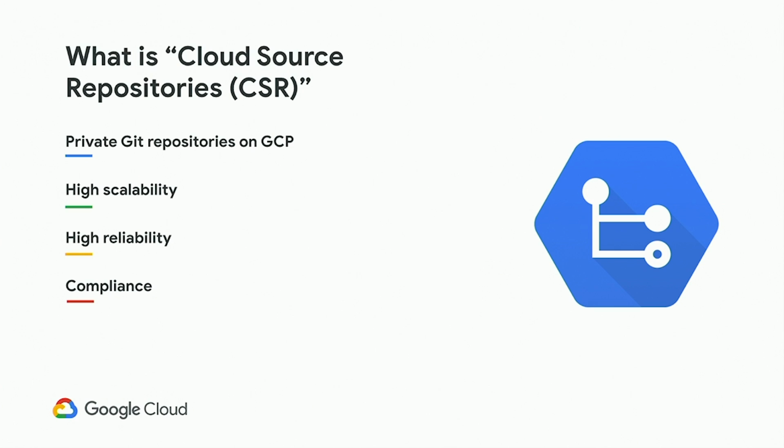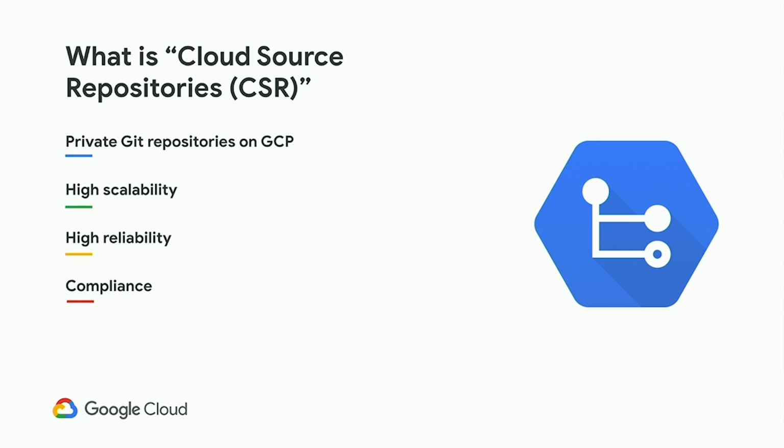Cloud Source Repositories also does daily, globally redundant backups, which means that if some disaster were to occur, your source code is safe. And finally, with automatic encryption in transit with per repository encryption keys, your IP is protected.